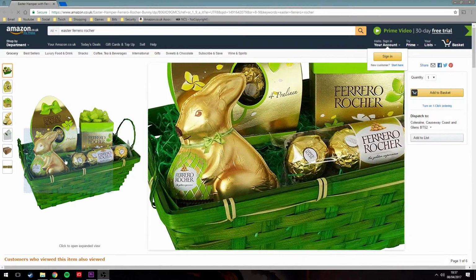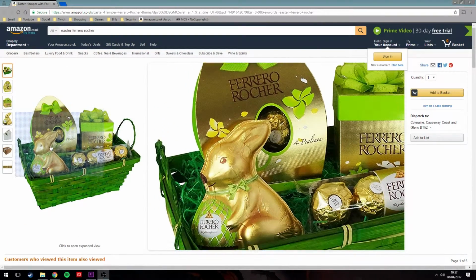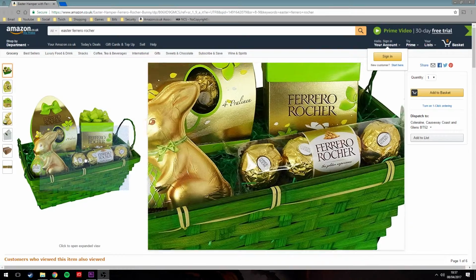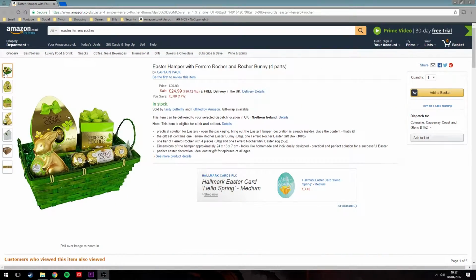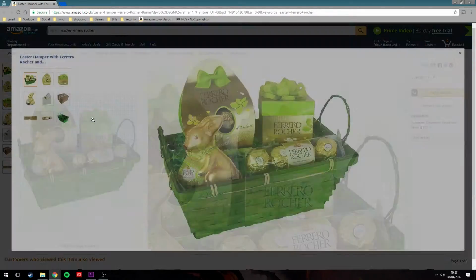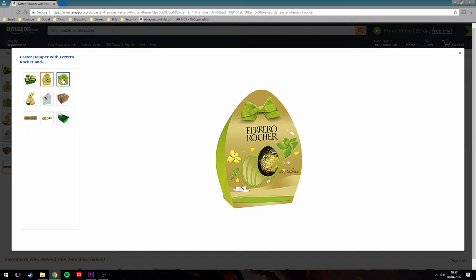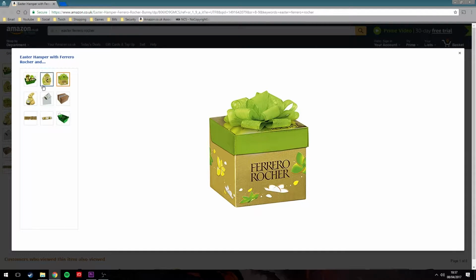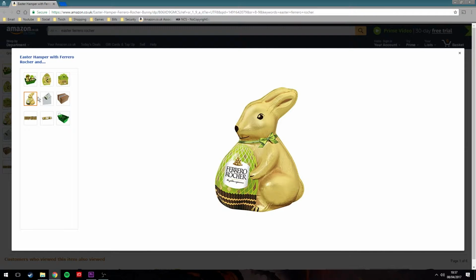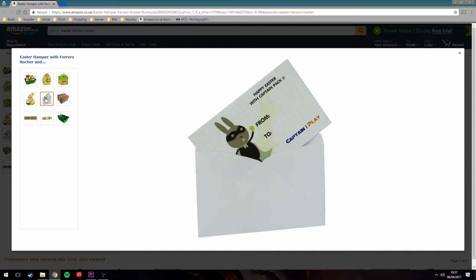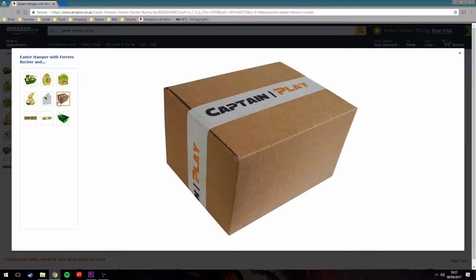Now next, we really get to the good stuff, the chocolate. This is an Easter hamper by Ferrero Rocher. The gift set contains 1 Ferrero Rocher Easter Bunny, 1 Easter Egg gift box, 1 bar of Ferrero Rocher with 4 pieces, and 1 Ferrero Rocher Mini Easter Egg. All presented in a lovely Easter themed hamper. This set is currently selling for around £25 on Amazon.